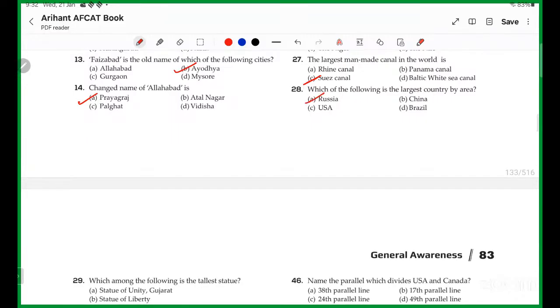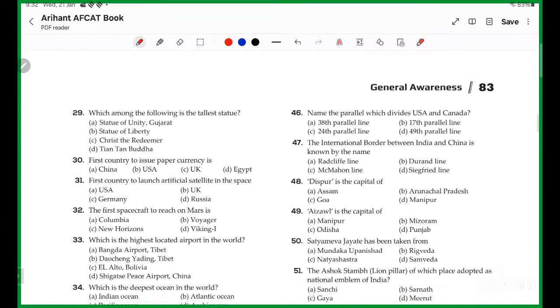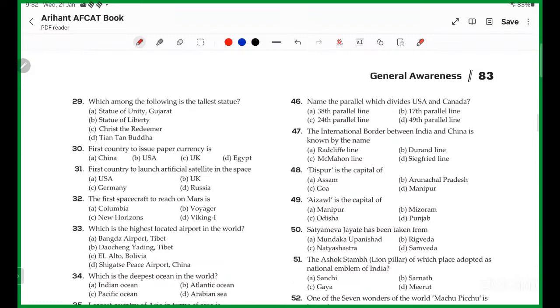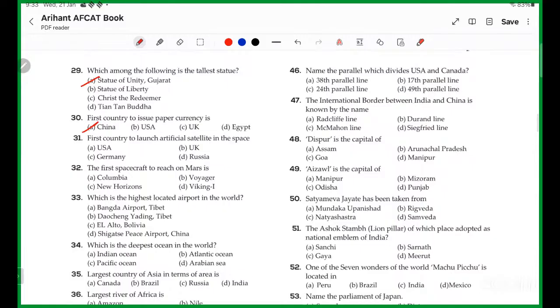The largest country by area is Russia. Which of the following is called the tallest statue? It is the Statue of Unity, Gujarat. The first country to issue paper currency is China. The first country to launch an artificial satellite into space was Russia.